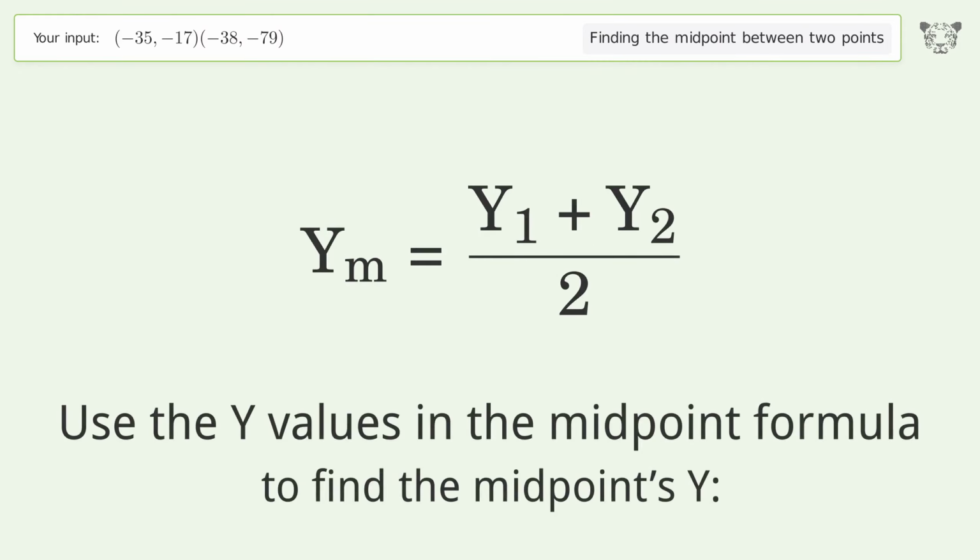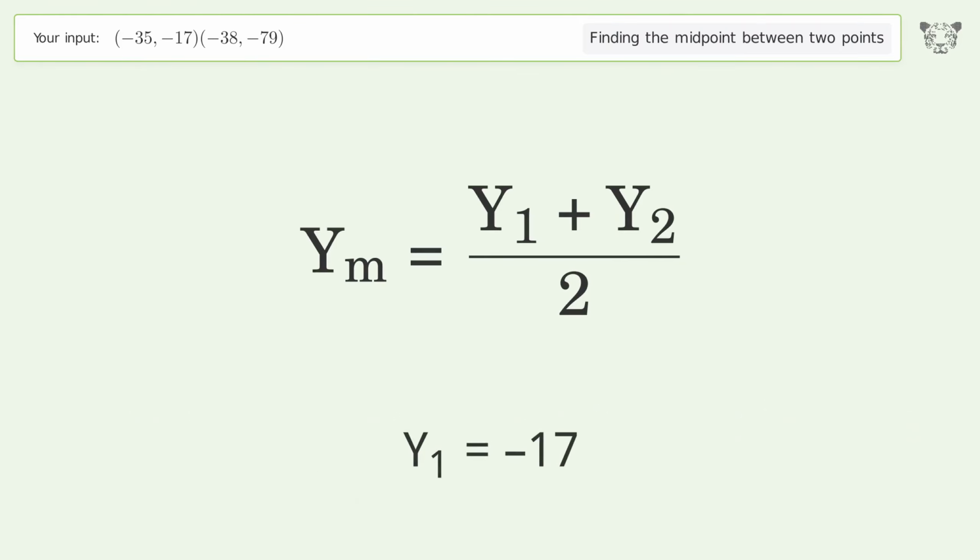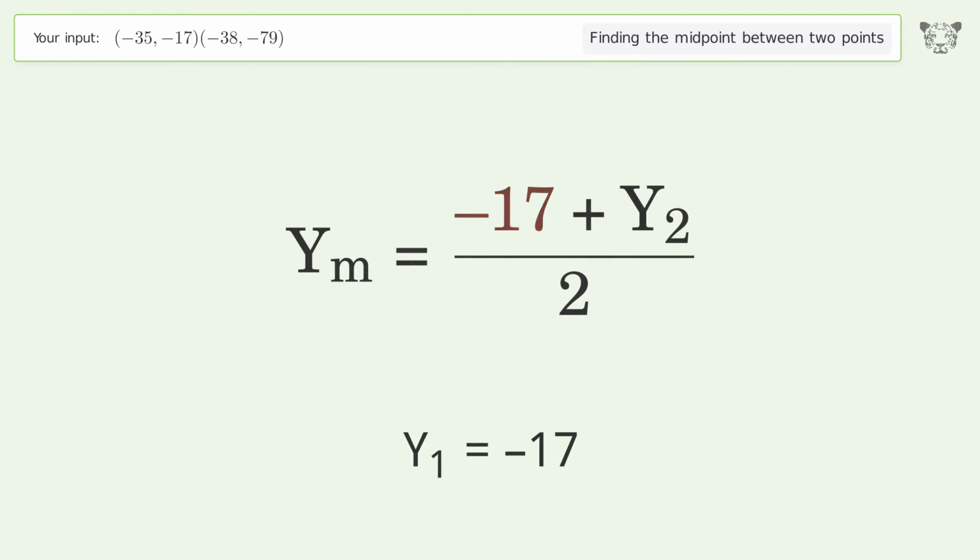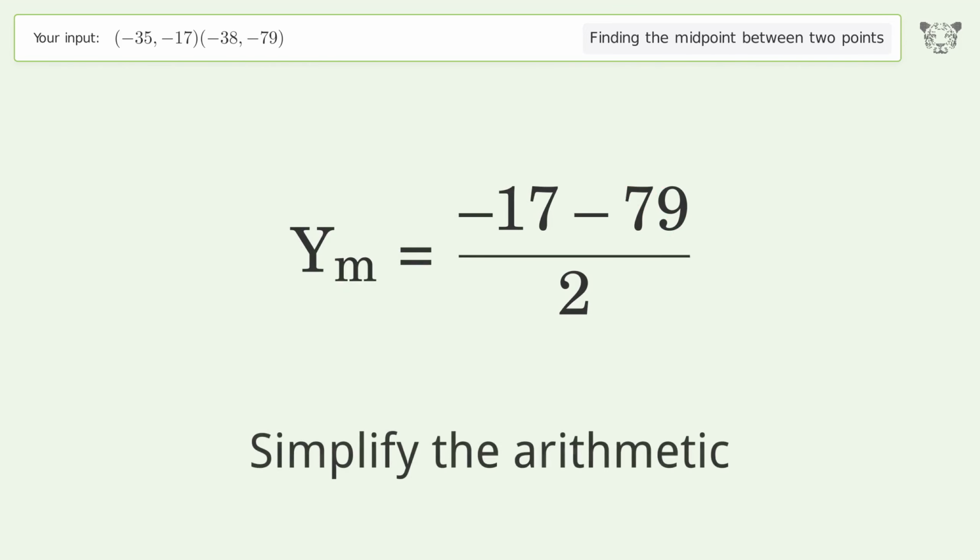Use the y values in the midpoint formula to find the midpoint's y. y1 equals -17. y2 equals -79. Simplify the arithmetic.